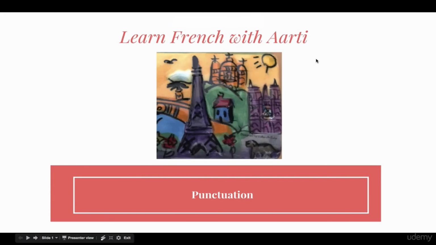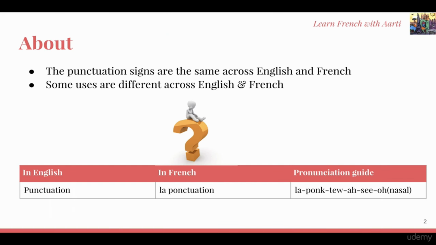Our lesson today covers the French punctuation. The punctuation signs are the same across English and French, but some uses are different, which we will see in later courses. The French word for punctuation is la ponctuation.